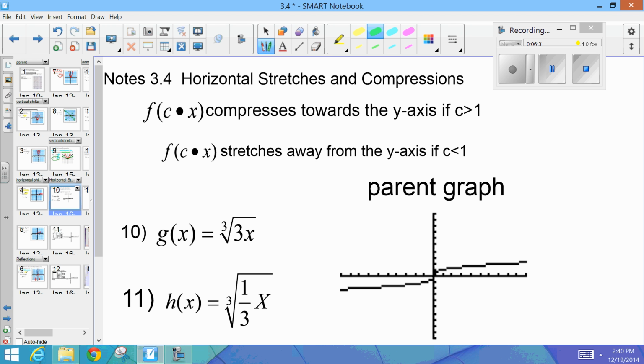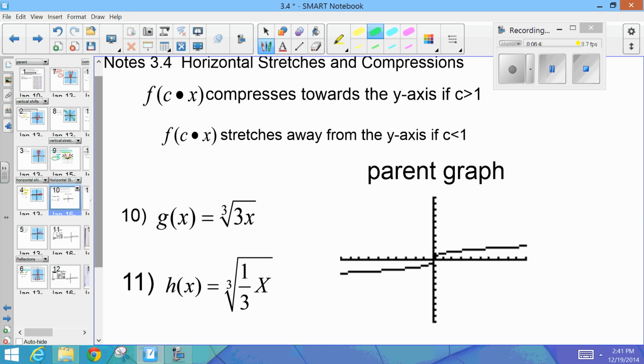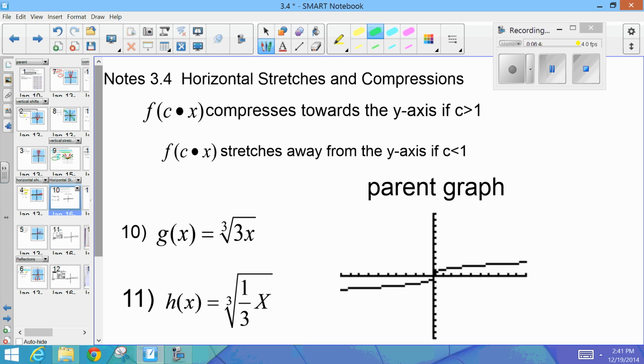Okay. Now, you did the vertical stretches last year in Algebra 2. This is brand new. This is horizontal stretches and compressions, and it's the same concept, except here you're multiplying that number inside the parent function or inside the parentheses before you do the parent function. So here I've got this 3 that's going to be multiplied before I take the cubic root. So that is going to be a compression towards the y-axis.